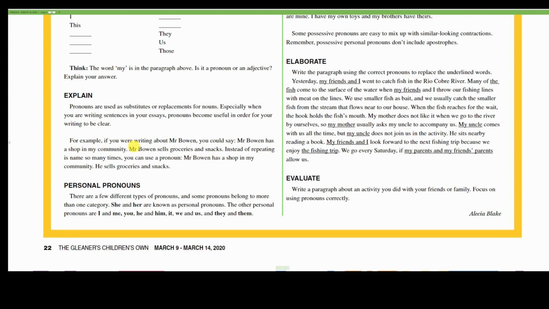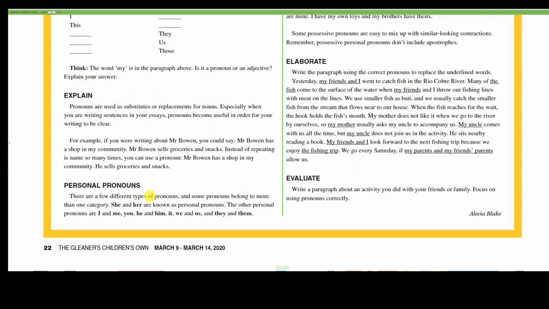For example, if you were writing about Mr. Bowen, you could say, Mr. Bowen has a shop in my community. Mr. Bowen sells groceries and snacks. Instead of repeating his name so many times, you could use a pronoun. Mr. Bowen has a shop in my community. He sells groceries and snacks.